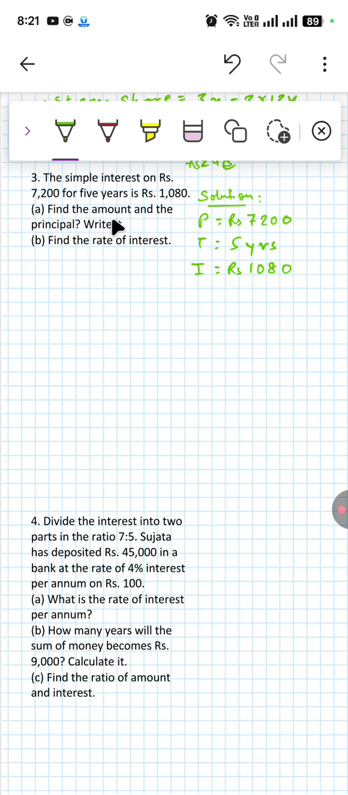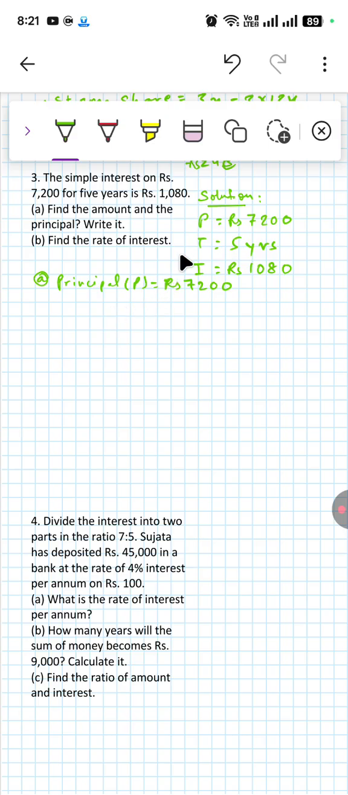So find the amount and the principal, write it. Find the amount and the principal. So principal is this only, that we have already got. Question number A, we can write principal P is equal to rupees 7,200, like this, and the amount.